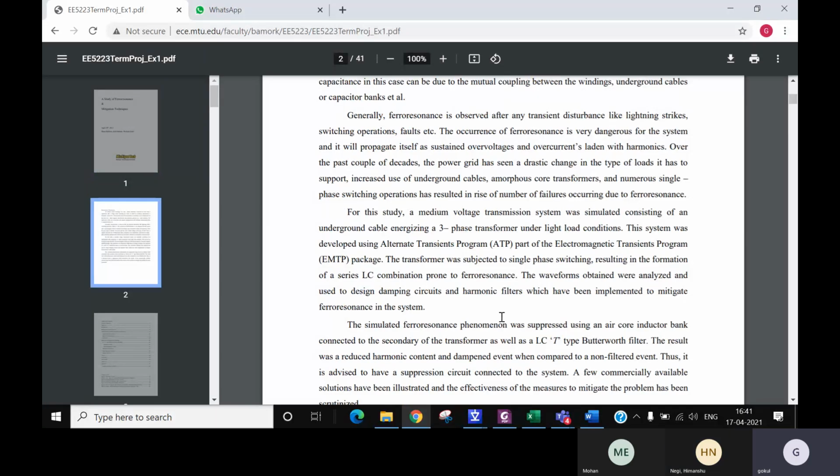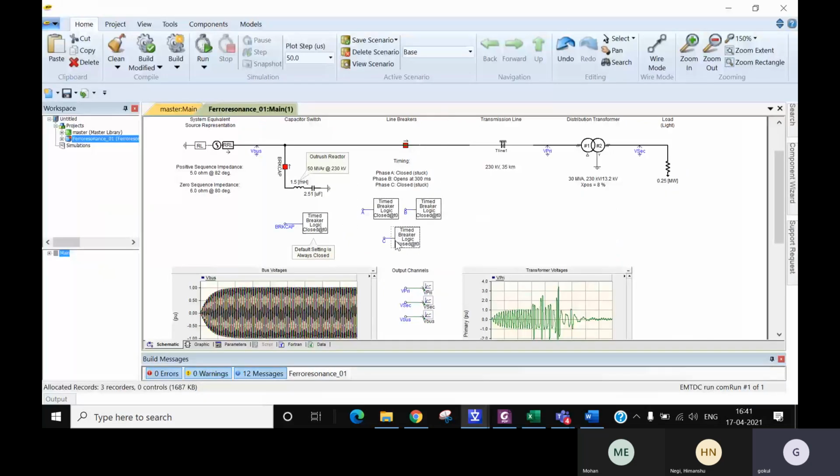But we can use the basic mitigation technique, which is that we cannot use single pole operation. If you close all three poles together, you may end up without ferroresonance. So that is the basic main one. I have no experience on the next point, but I can give you some points on it.